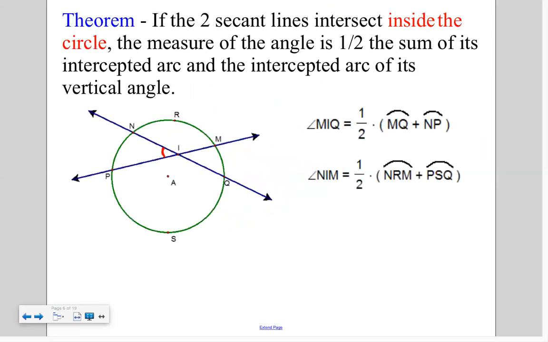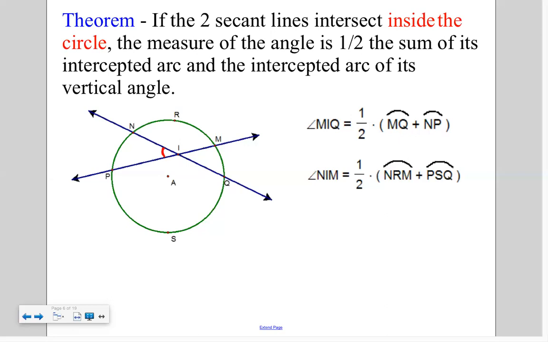All right, here's where they start to look a little bit more confusing. As with everything, we will have a cheat sheet that will have a lot of these different circle theorems in one place for you guys. But I recommend that you write these things down as you're working today so that when you're doing your assignment, they're easier to use. If two secant lines intersect inside the circle, the measure of the angle is 1/2 the sum of its intercepted arc and the intercepted arc of its vertical angle.